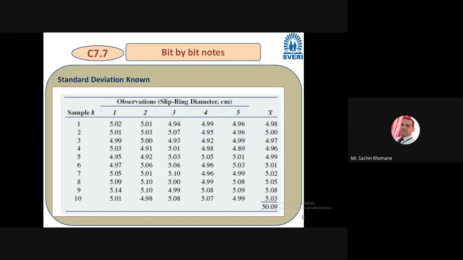Okay. So what is the example? Slip ring diameter. So 10 readings you have taken, and 5 lots you have taken, and you have checked the 10 samples. So you got the readings like 5.02, 5.01, 4.99, 5.03 like that, column wise. So you draw the column, write the column. Okay. So one by one.